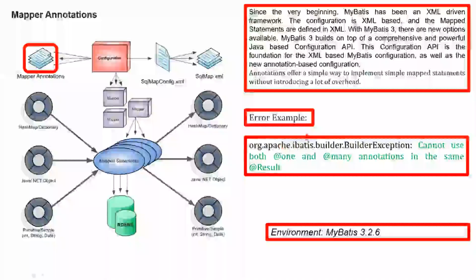As an error example, we can consider this: you cannot use both @Result and @Results annotations in the same result. This error occurred in MyBatis 3.2.6.